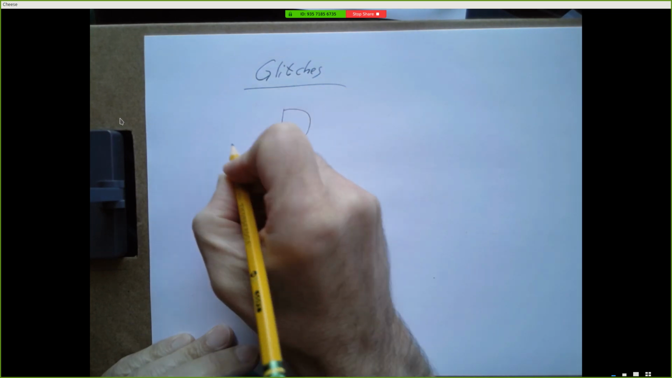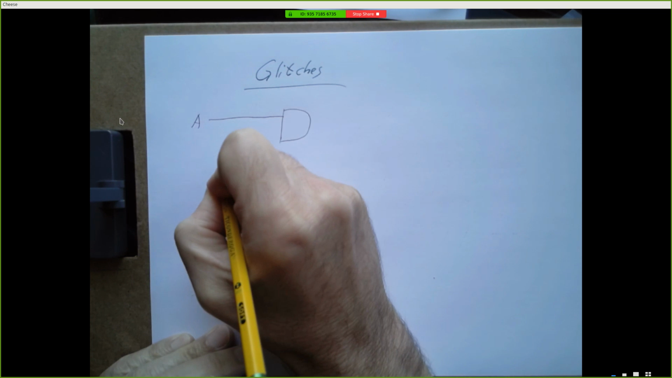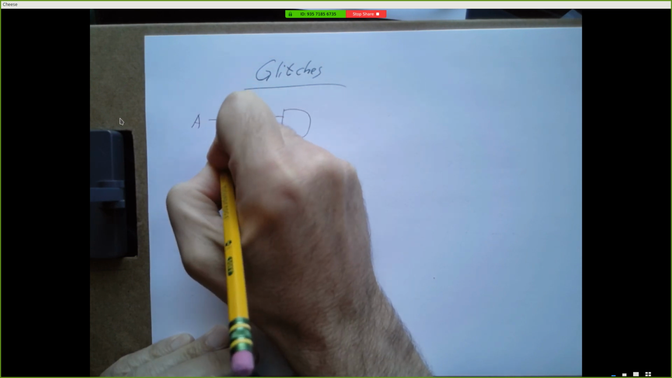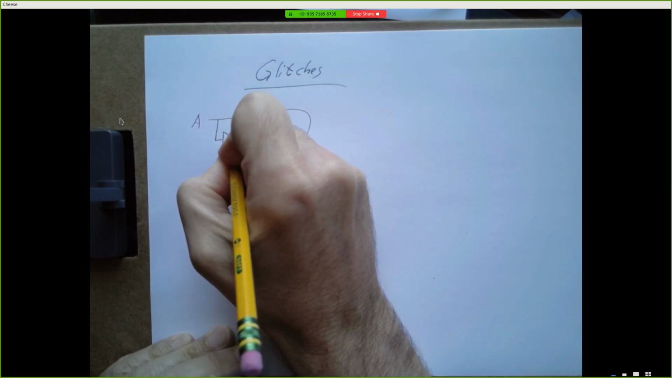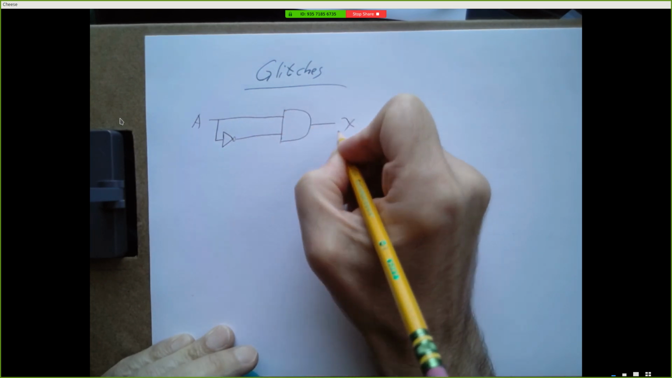So here's an AND gate. And here's a signal A going into my AND gate. And here's A going through an inverter, also going into the AND gate. And here's our output X.